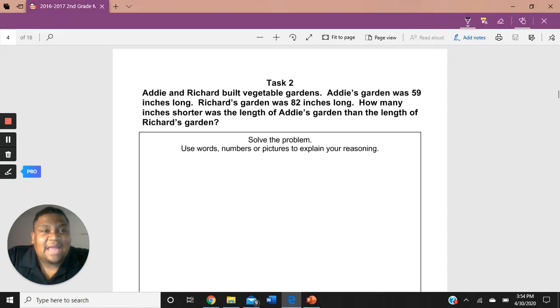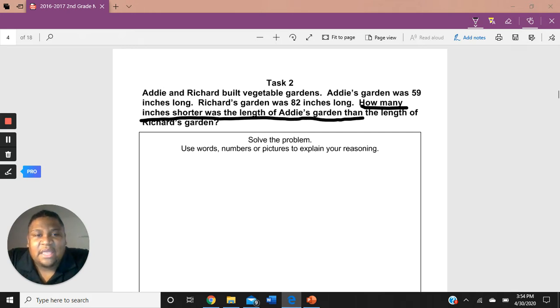So the first thing that I must do, of course, is underline my question. So I'm going to start right here. How many inches shorter was the length of Addie's garden than the length of Richard's garden? All right, so down below it says solve the problem. Use words, numbers, or pictures to explain your reasoning. So we're going to use especially numbers and we're going to use pictures as we use our strategy.